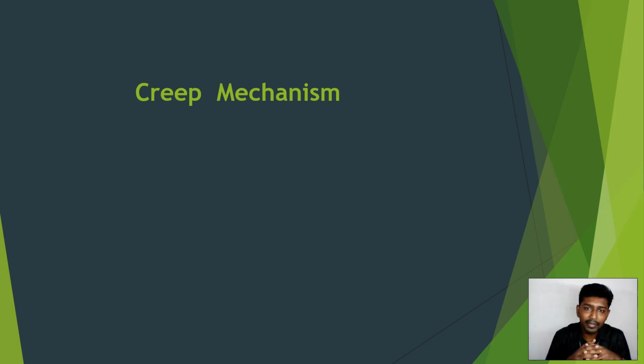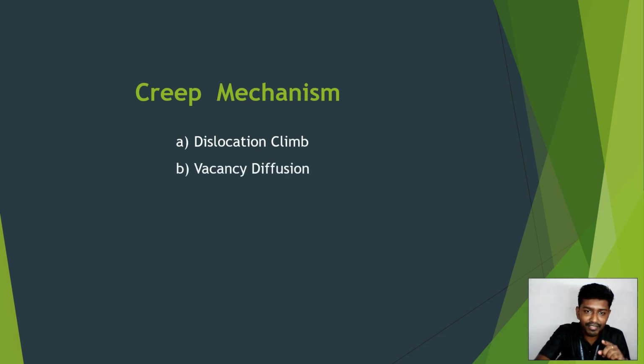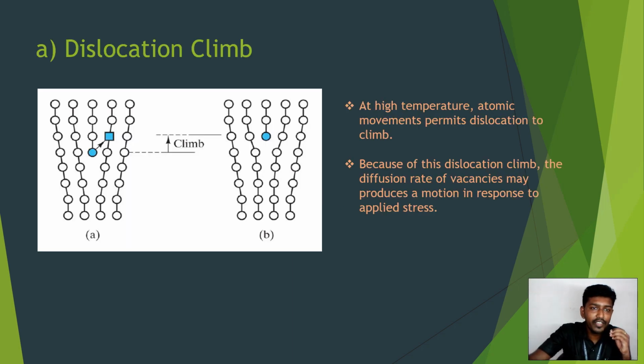Creep is happening in the material because of three mechanisms. The first one is dislocation climb, the second one is vacancy diffusion, and the third one is grain boundary sliding. First of all, let me discuss dislocation climb.